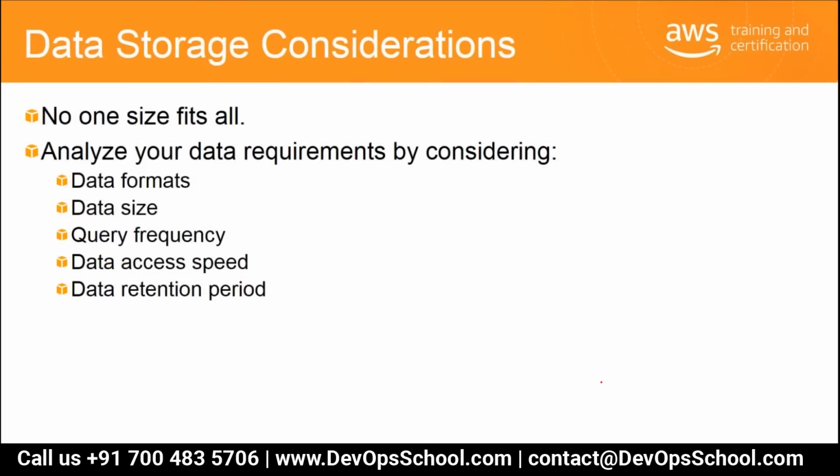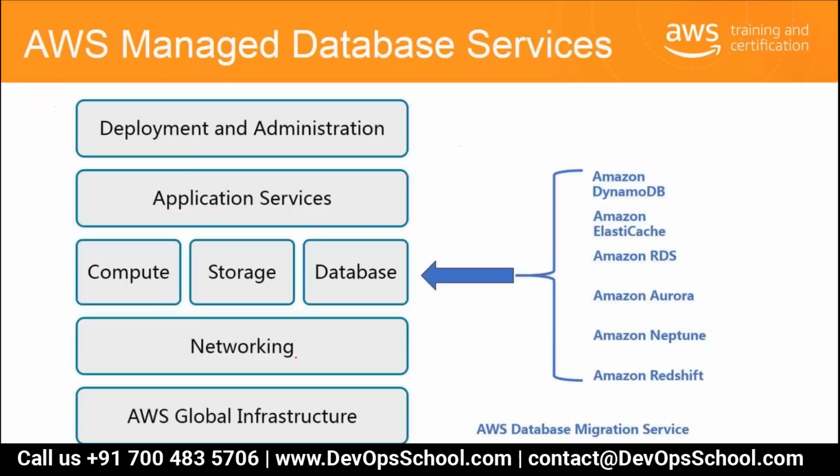Okay. What are the things you have to consider for data storage? So for data storage, you have to consider that no one size fits all requirements when considering databases. You have to take into consideration the data requirements, data formats, data size, the frequency of your queries, and how quickly you need your data. The data access speed is important, and so is how long you want to retain your data. The data retention period is also something you have to consider when choosing the database.